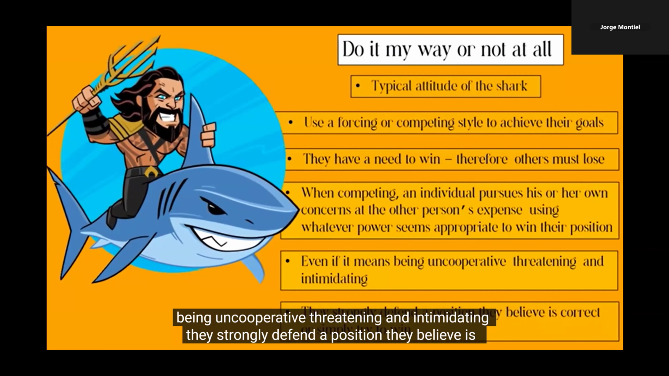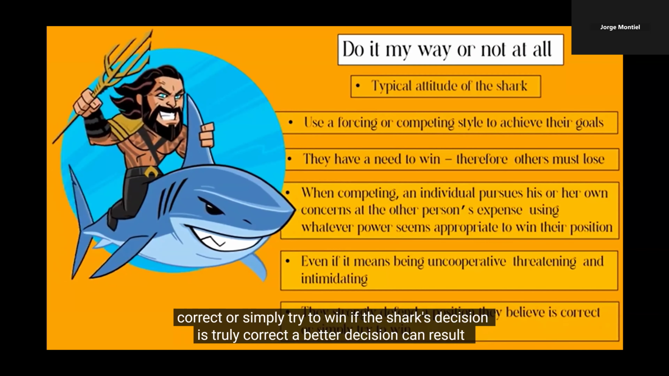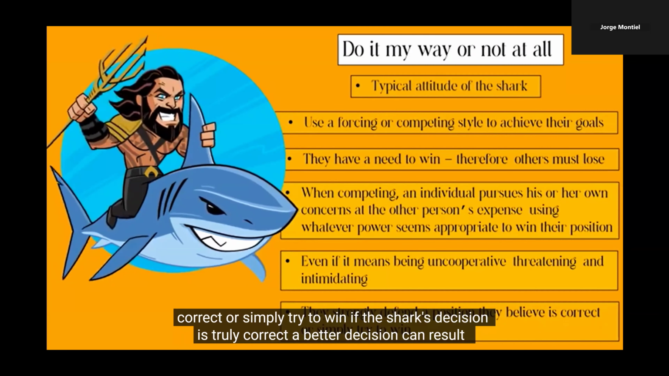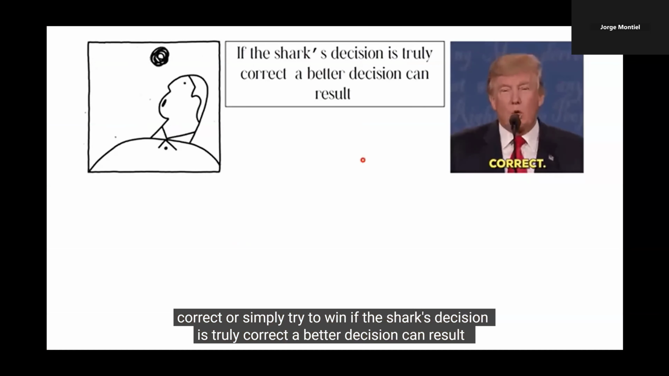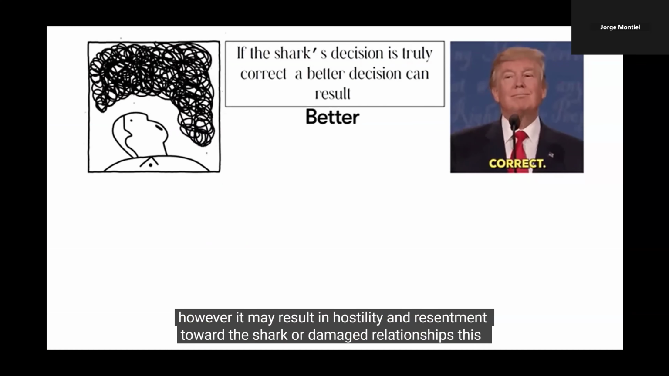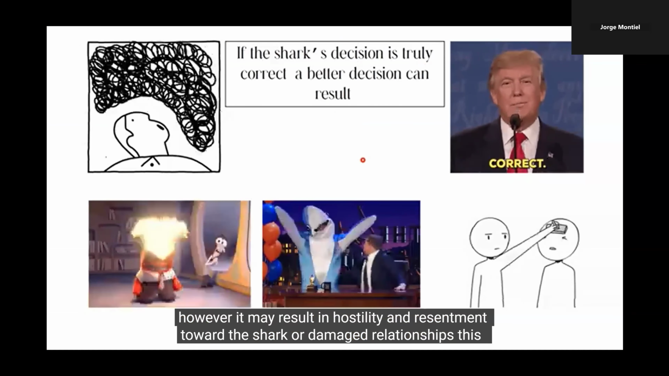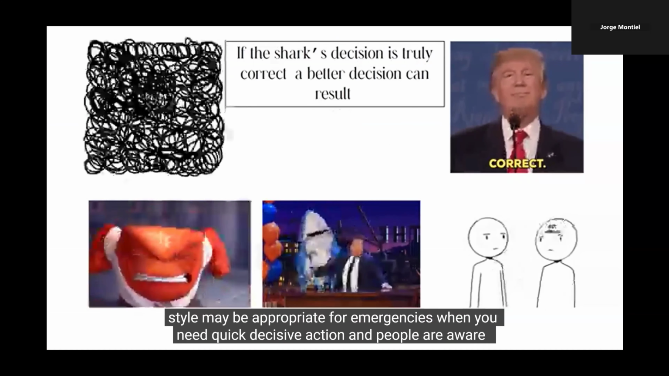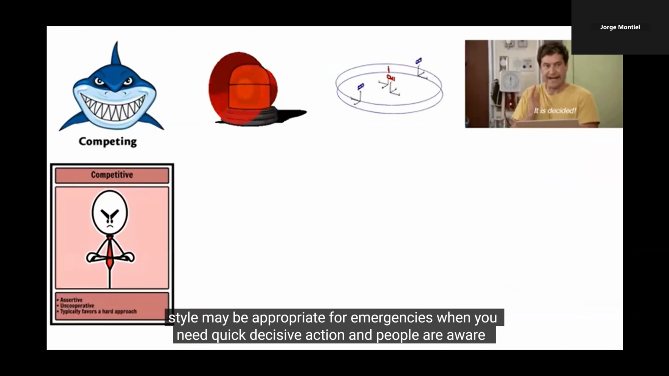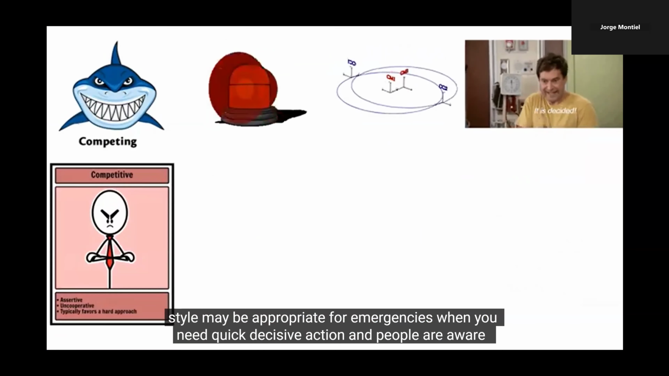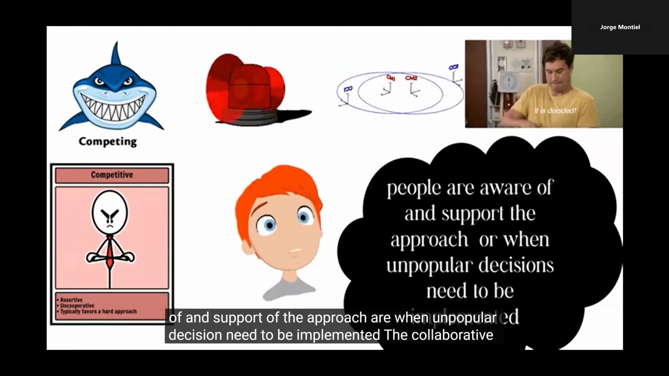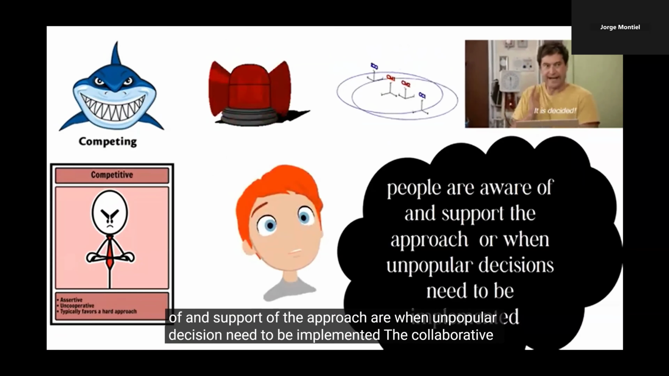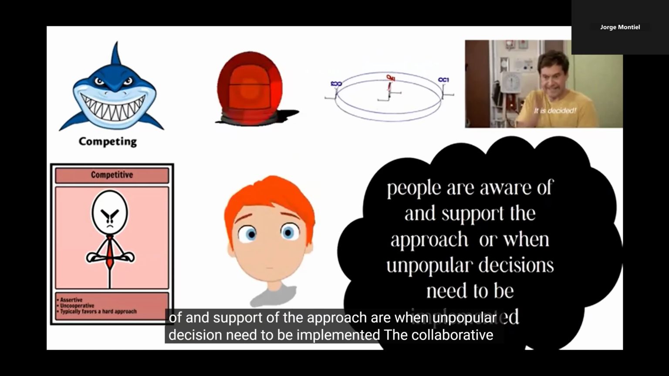They strongly defend a position they believe is correct or simply try to win. If the shark's decision is truly correct, a better decision can result. However, it may result in hostility and resentment toward the shark or damaged relationships. This style may be appropriate for emergencies when you need quick, decisive action and people are aware of and support the approach, or when unpopular decisions need to be implemented.